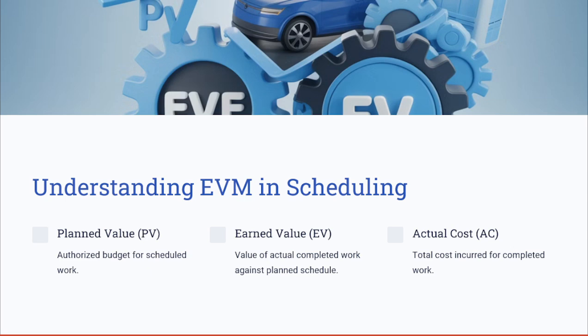So if the SPI is greater than one, the project is ahead of schedule. If the SPI is less than one, the project is behind schedule. And if the SPI is equal to one, the project is exactly on schedule. Again, EVM helps project managers compare the actual progress with the planned progress. If the earned value, the EV, is higher than the planned value, the project is ahead of schedule, and if it's lower, the project is falling behind. So understanding the SPI meaning enables proactive decision making to address the schedule variances before they become critical.